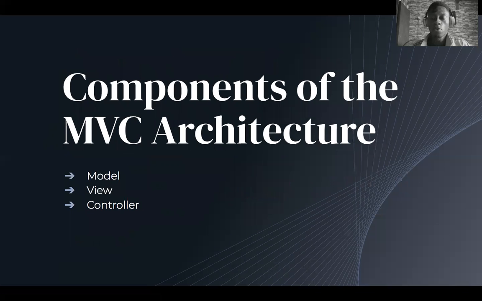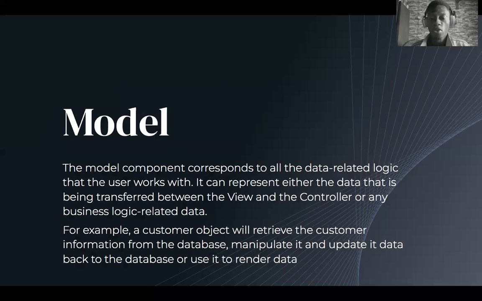So let's look at the components. We have three components, like I said earlier: the model, the view, and the controller. So we're going to look at them up close, one after the other. The model component corresponds to all the data-related logic that a user will work with. So it can represent either the data that is being transferred between the view, that is from the user, and the controller, or any other business-related logic.